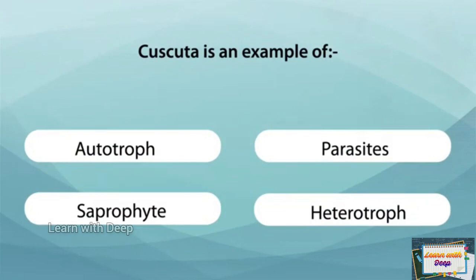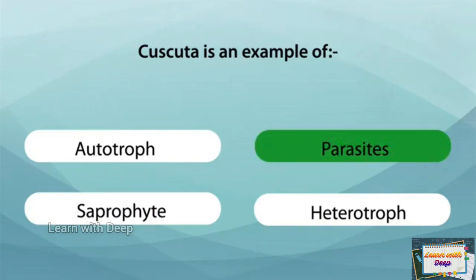Now you tell me which of the following is correct. Cuscuta is an example of autotroph, parasite, saprophyte, heterotroph. Absolutely correct. Cuscuta is an example of a parasite.